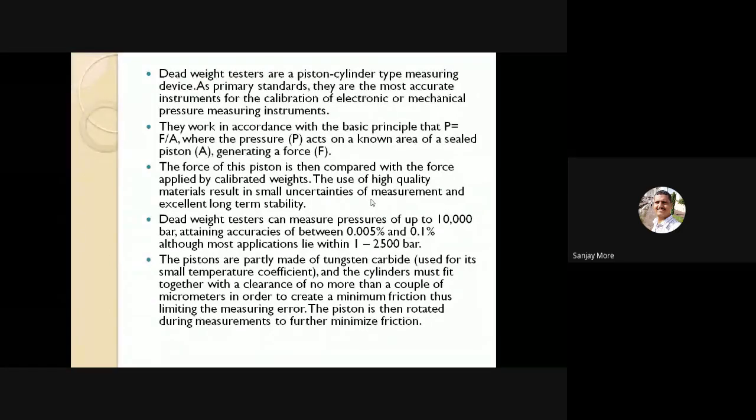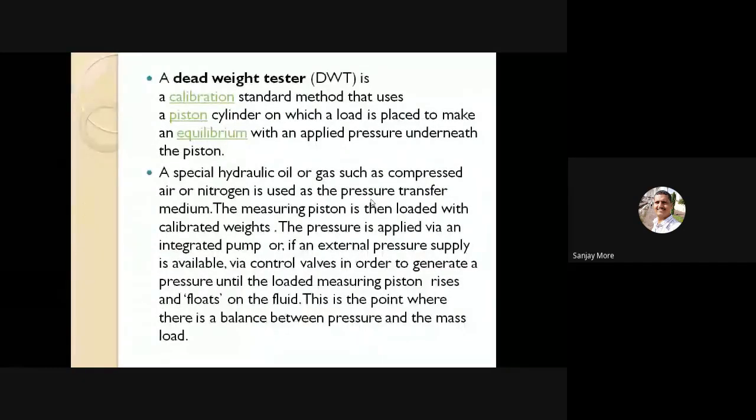bar. The piston is partly made of tungsten carbide, used for its small temperature coefficient, and the cylinder must fit together with a clearance of no more than a couple of micrometers in order to create minimum friction, thus limiting the measuring error. The piston is rotated during measurement to further minimize friction. The standard uses a piston cylinder load plus to make the equilibrium with the applied pressure under the piston. Means you have to apply load on this platform, and this applied load is compared to the calibrated pressure.